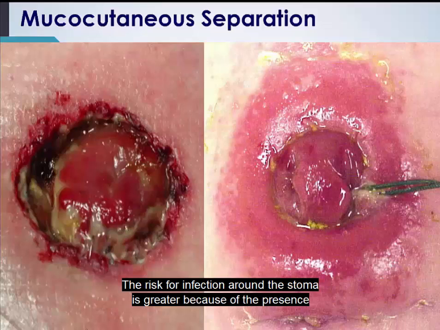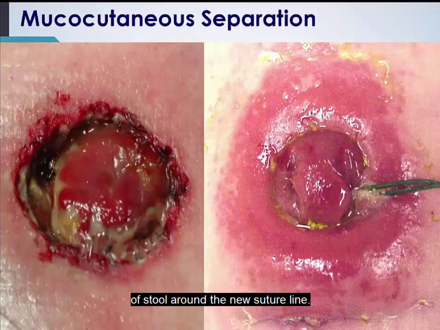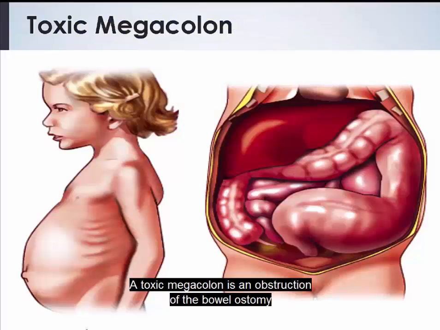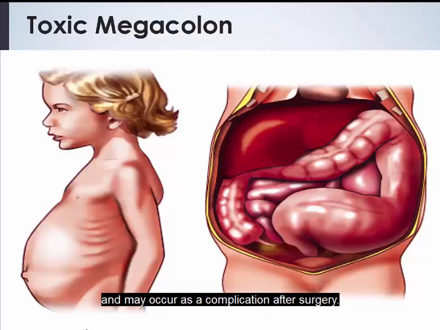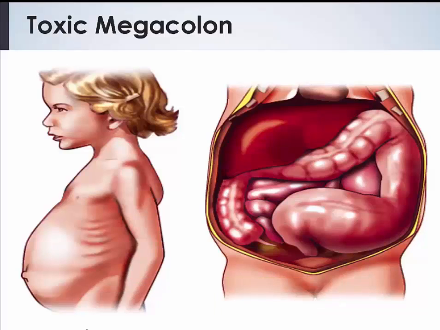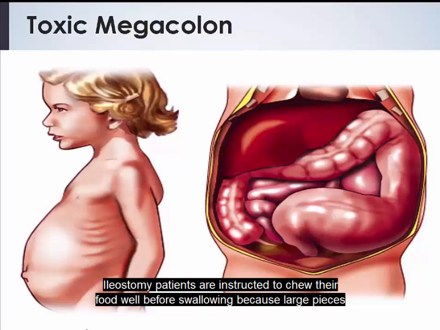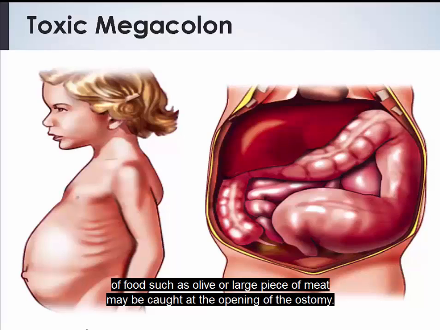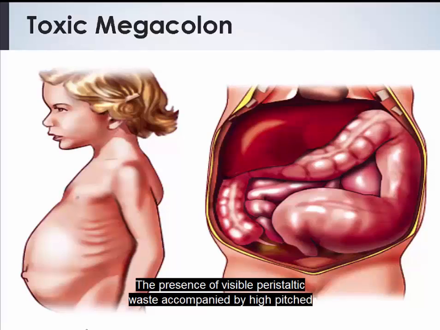The risk for infection around the stoma is greater because of the presence of stool around the new suture line. A toxic megacolon is an obstruction of the bowel ostomy and may occur as a complication after surgery. Ileostomy patients are instructed to chew their food well before swallowing because large pieces of food, such as olive or a large piece of meat, may be caught at the opening of the ostomy. The presence of visible peristaltic waves accompanied by high-pitched or tinkling bowel sounds could indicate a partial obstruction.